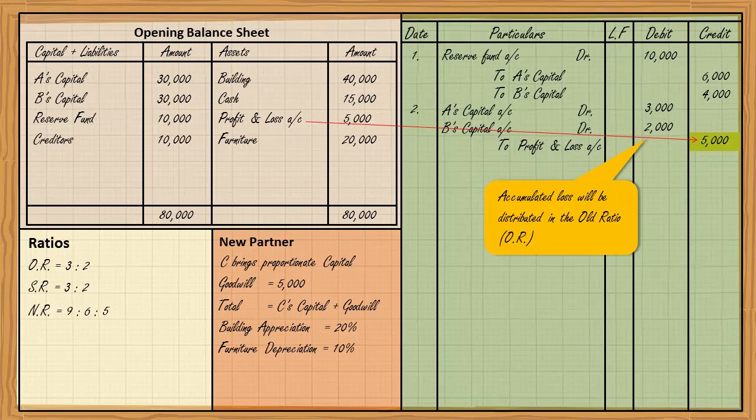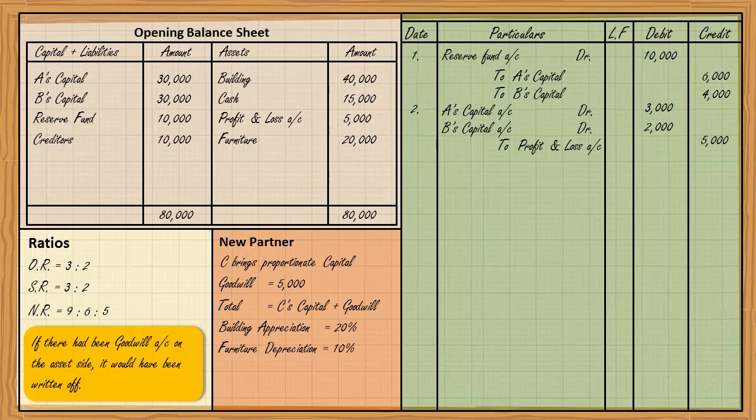This loss has been distributed in the old ratio between A and B in the ratio of 3:2. Now, write off goodwill account. If there is any goodwill account in the books, have a look at the asset side. Is there any goodwill? No. So no need to pass the journal entry.